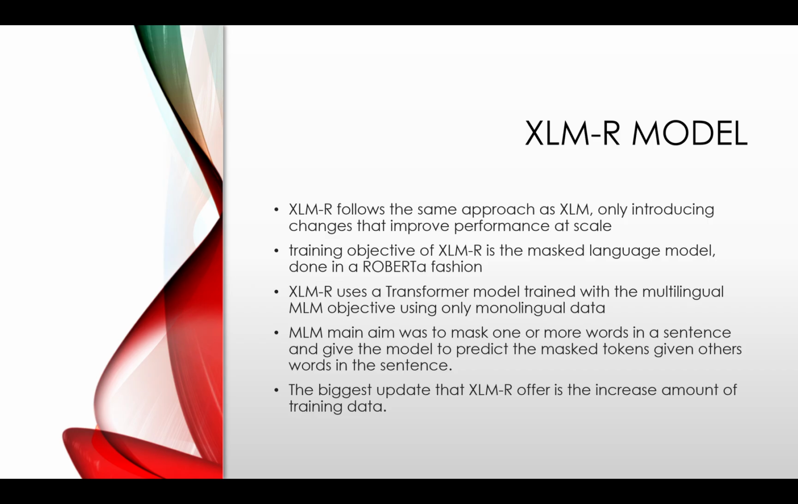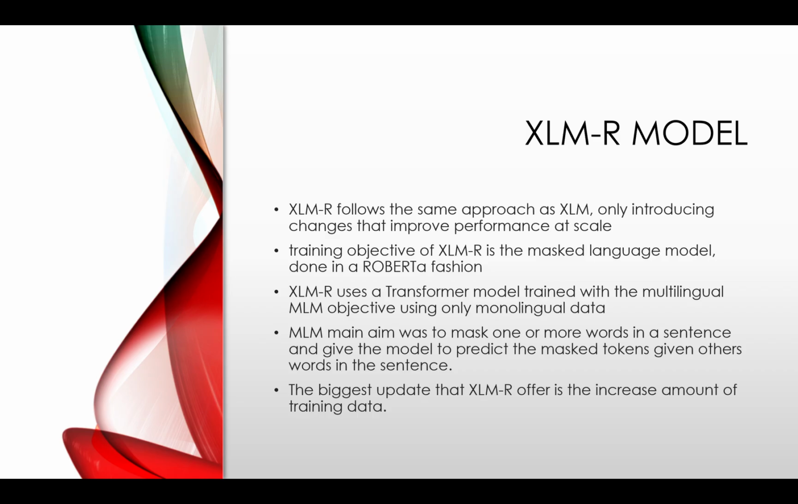It simply means that sample streams of text from each language are used to train the model, and then it is used to predict the masked token in the input, using SentencePiece with a unigram language model, applying subword tokenization on the raw text. So the main aim is to mask one or more words in a sentence and have the model predict the masked token given the other words in the sentence.